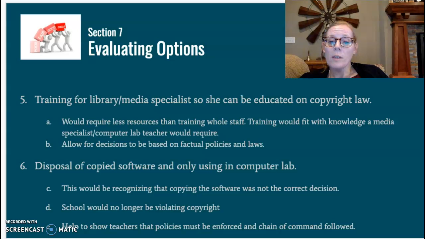I think this would be recognizing that the copying was not the correct decision. We are taking action. We're doing the right thing. The school would no longer be in violation of the Copyright Act, and it helps teachers see that we will follow policies at school, and there is a chain of command.